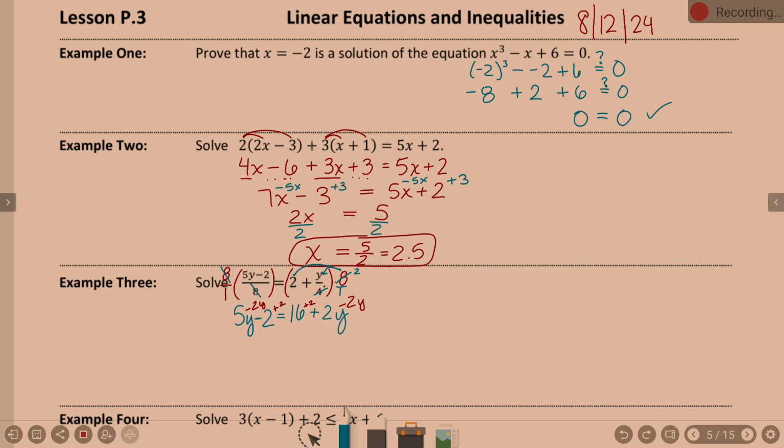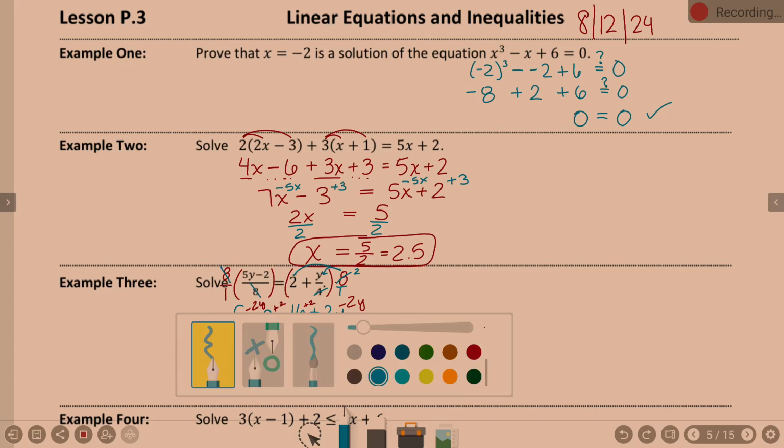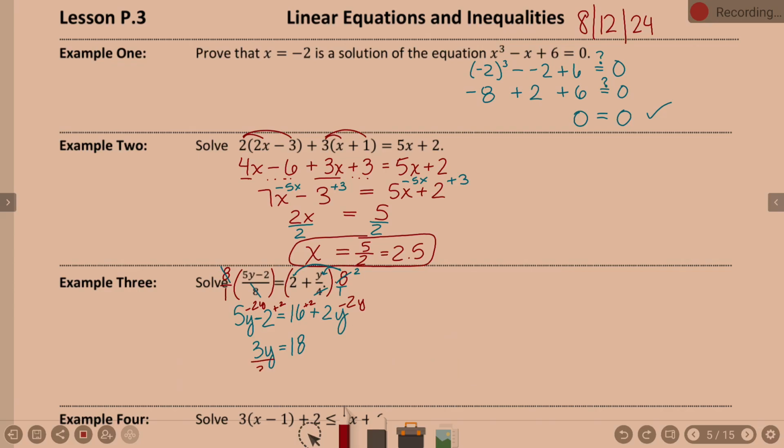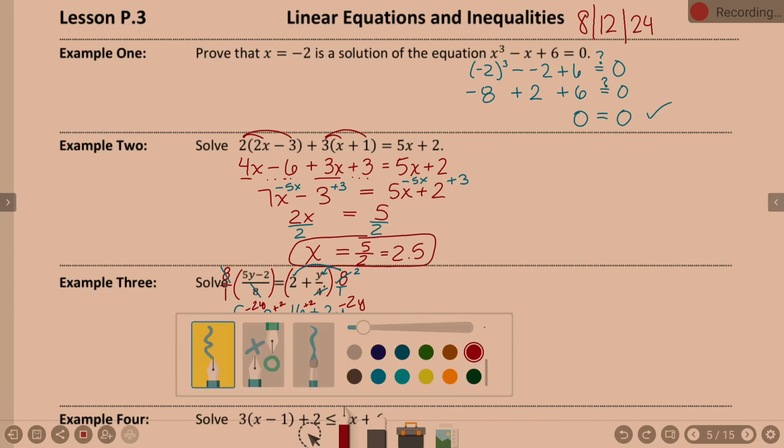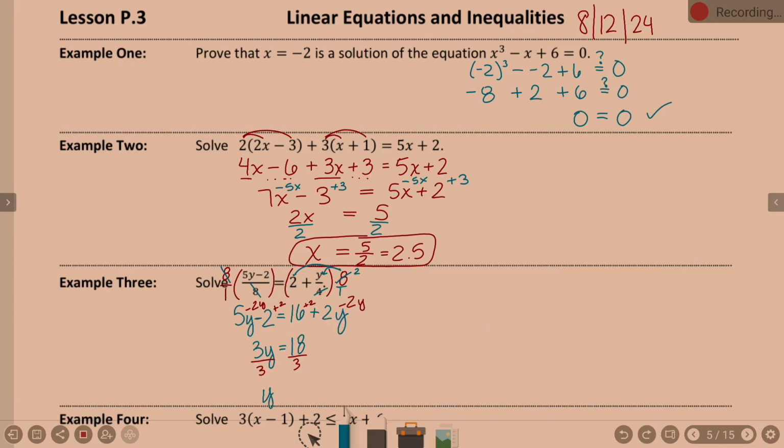Okay. Girls, feel free to speak up. What do we have on the left? 3y equals, what's on the right? 18. And now what? Divide by 3. Thank you. See, I really meant 2 times 3 as my answer, not just 2. Okay, final answer? y equals 6.